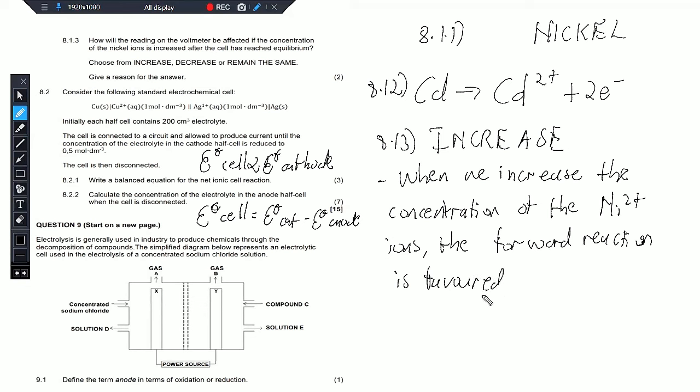So if the forward reaction is favored, then we know that this leads to an increase in the E cell or in the EMF reading of the cell, right? Then 8.2 says, initially consider the following standard electrochemical cell. And then we are given all of that.